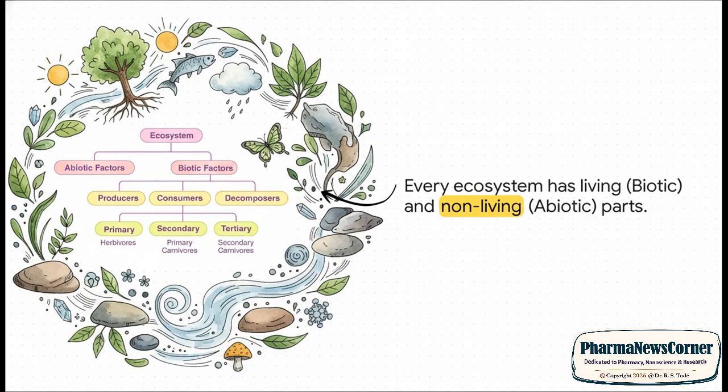So this diagram here gives us the basic blueprint. See? Everything in an ecosystem falls into one of two buckets. Biotic, which just means living, and abiotic, which means non-living. The health of the whole system, literally everything, depends on the delicate balance between these two sides.